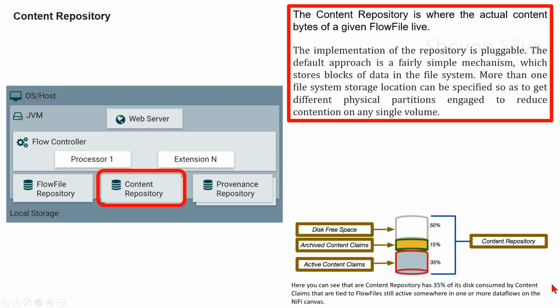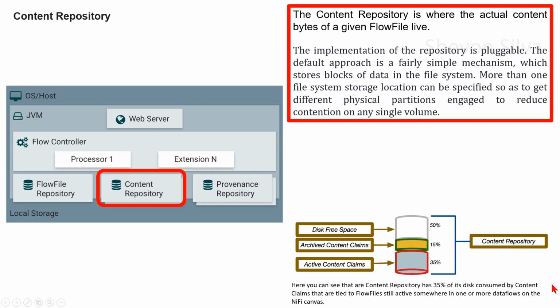There are three properties in the nifi.properties file that deal with archiving of content in the NiFi content repository. The default NiFi values are nifi.content.repository.archive.max.retention.period equal to 12 hours, nifi.content.repository.archive.max.usage.percentage 50%, and nifi.content.repository.archive.enabled equal to true.